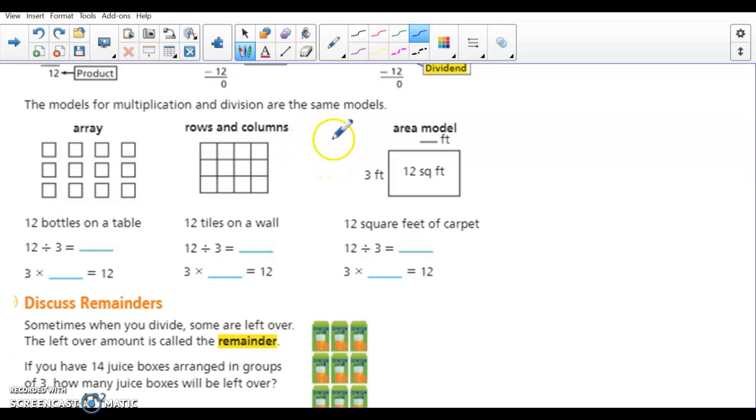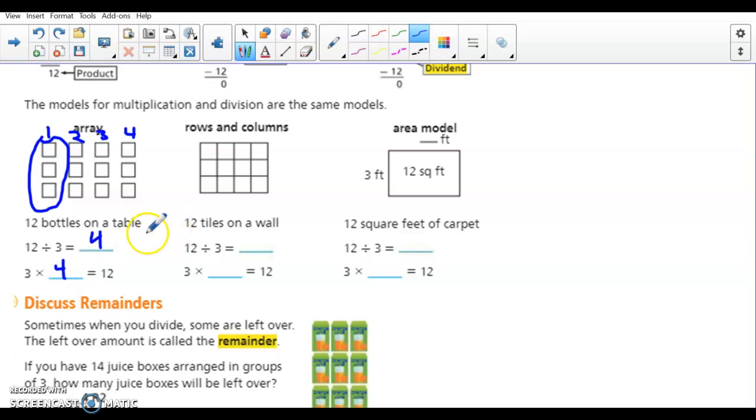So if you start with 12, say, bottles on the table, right? You have 12 bottles of water, and you want to divide those into groups of 3. Well, you want to know how many groups that would be. Well, right here's a group of 3, so you have 1. Here's another group of 3. Here's a third group of 3. And a fourth group of 3. So you have 4 equal groups. That's really important with division. How many equal full groups can you find? So there's 4 equal groups here. So we could check that by saying 3 times 4 is 12.